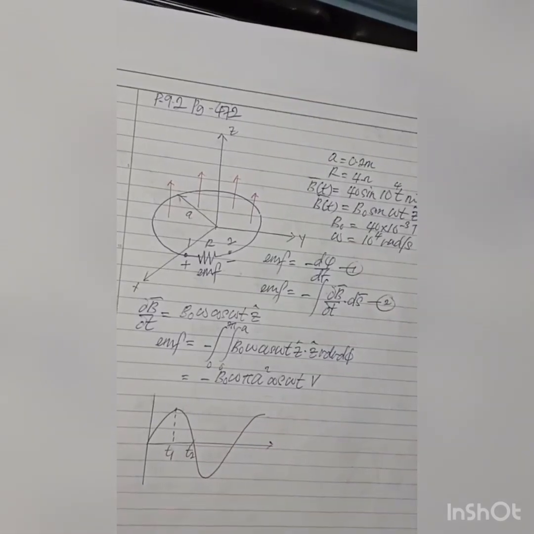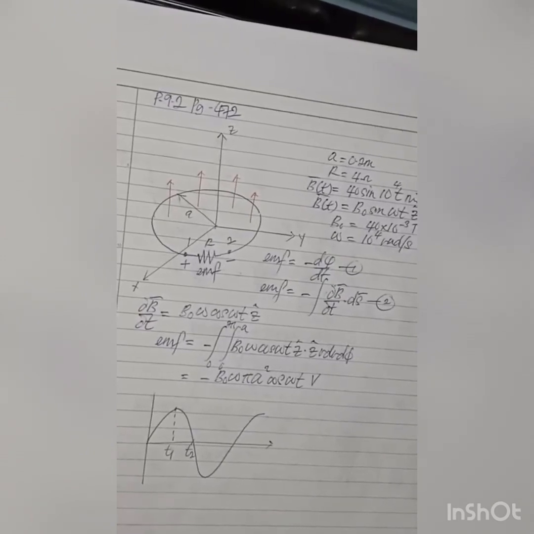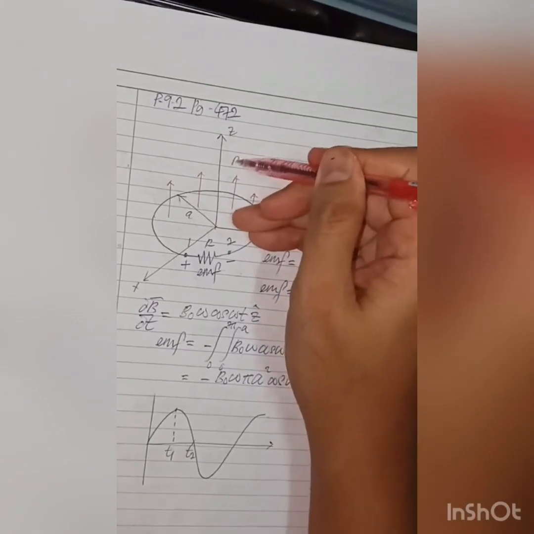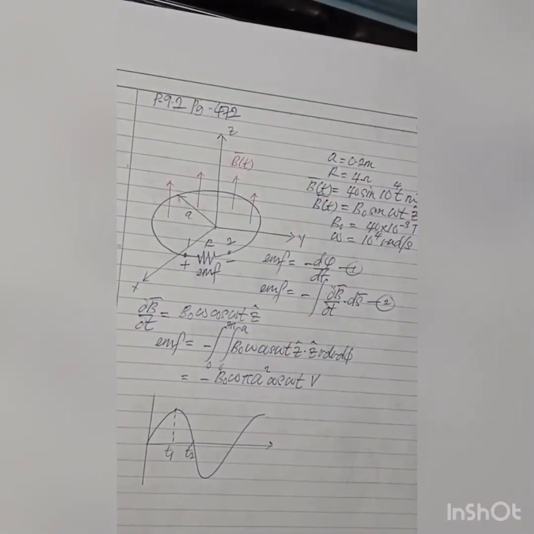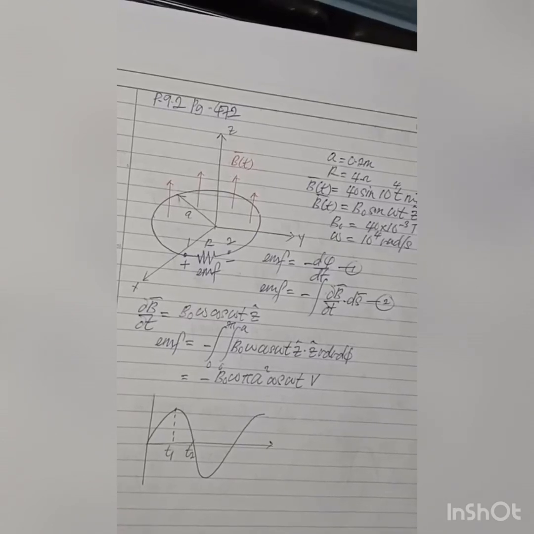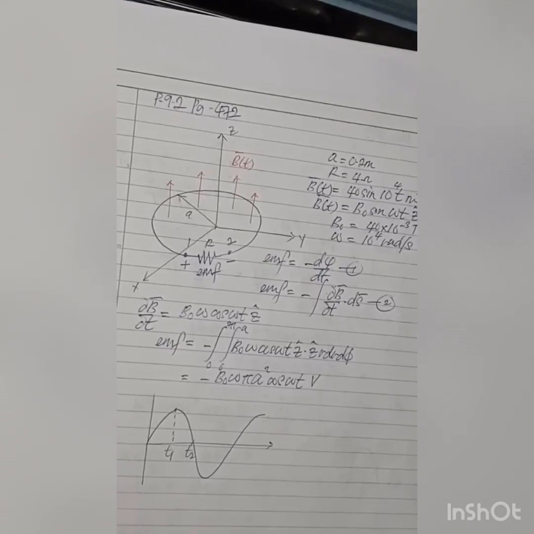So now let's look at these two situations. The first one is when B(t) increases, right? This is our B(t) increasing in terms of amplitude. Okay guys, so based on Lenz's law, the induced B will act to oppose the change of B(t).